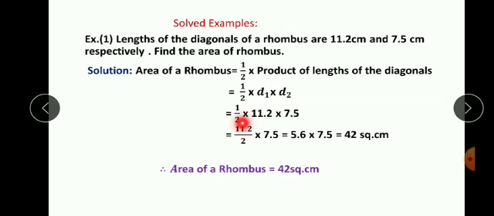So it is equal to half into, now first diagonal is 11.2 and another diagonal is 7.5. So 11.2 into 7.5. Now here this half is multiplied with 11.2. What we will get? 11.2 upon 2 into 7.5. Now 11.2 divided by 2 is 5.6 into 7.5. So 5.6 into 7.5 is equal to 42 square centimeter. Therefore area of a rhombus is equal to what? 42 square centimeter. In this way we can calculate area of a rhombus.